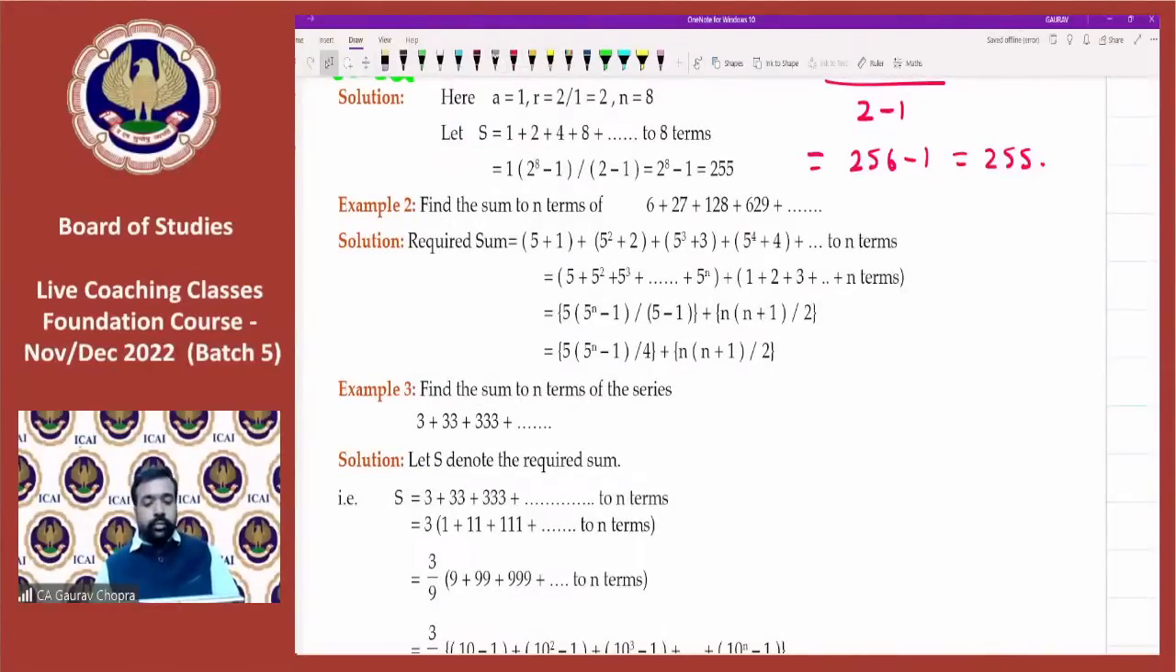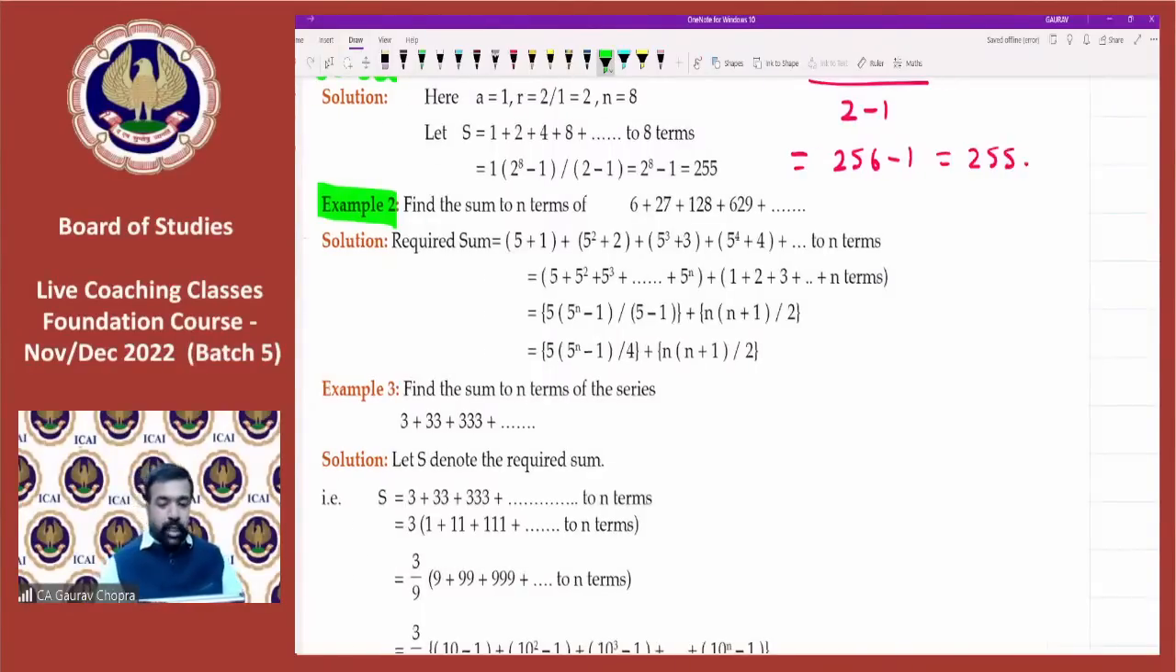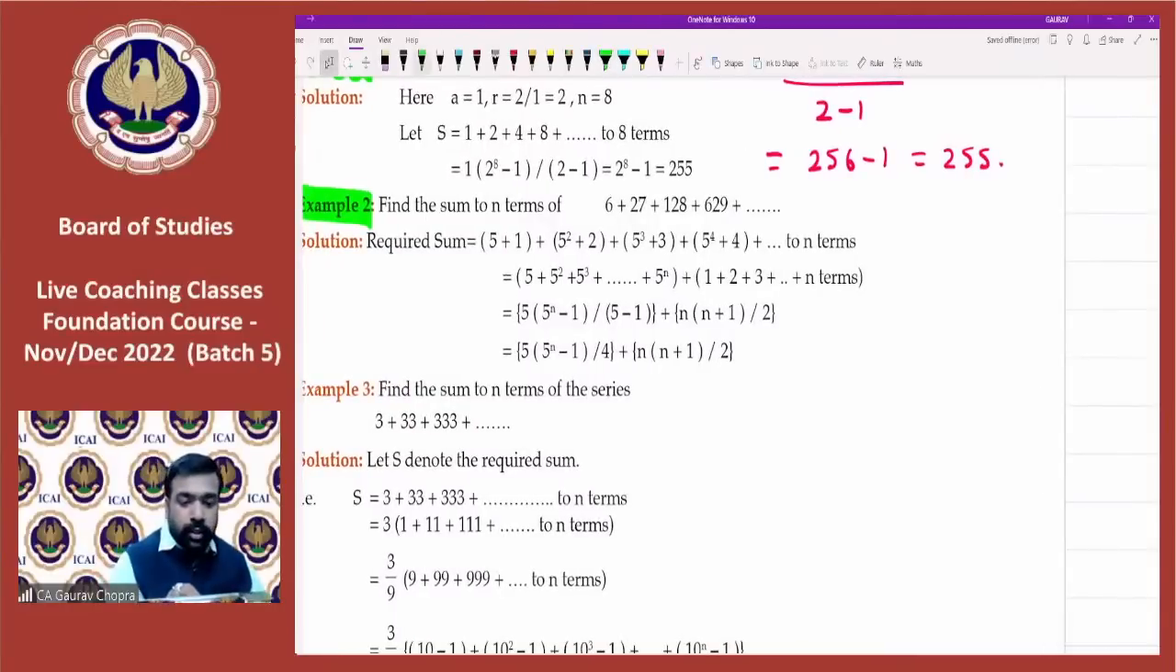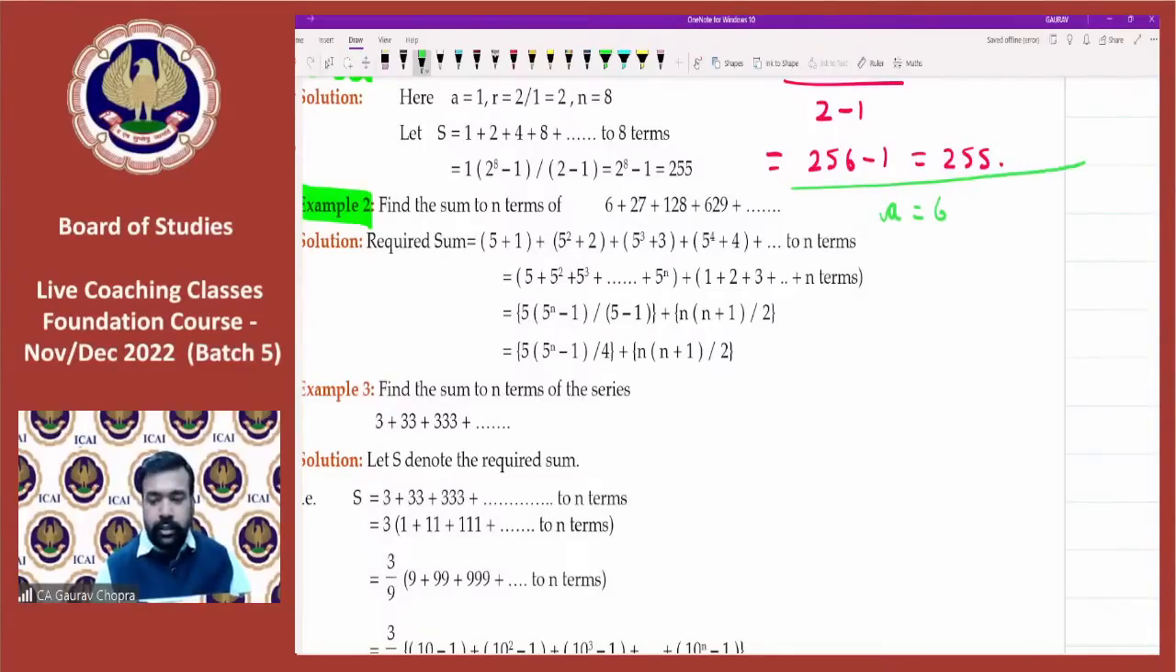Okay. So now find the sum of n terms of the series. So again, you have to find the sum of how many terms? N terms of the series. So let's see what is the given value. First term is 6. Now, what about the common difference?